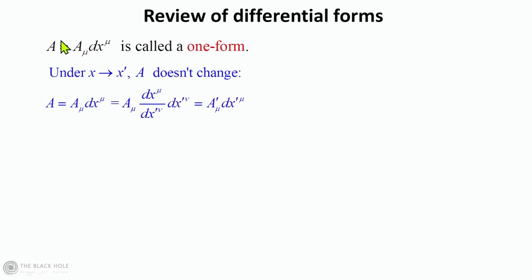The good thing about A is that it doesn't have any indices. And when you do a coordinate transformation, when you go from one point to the other, A doesn't change. So you can see over here that A is just equal to A itself, but written differently because there is a transformation that comes over here through this chain rule.